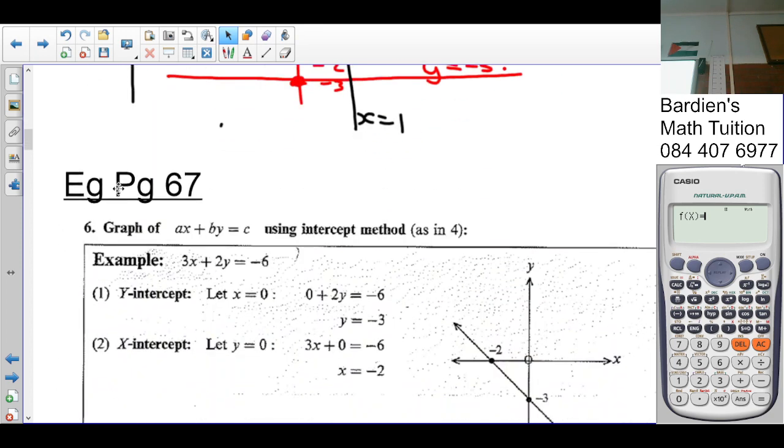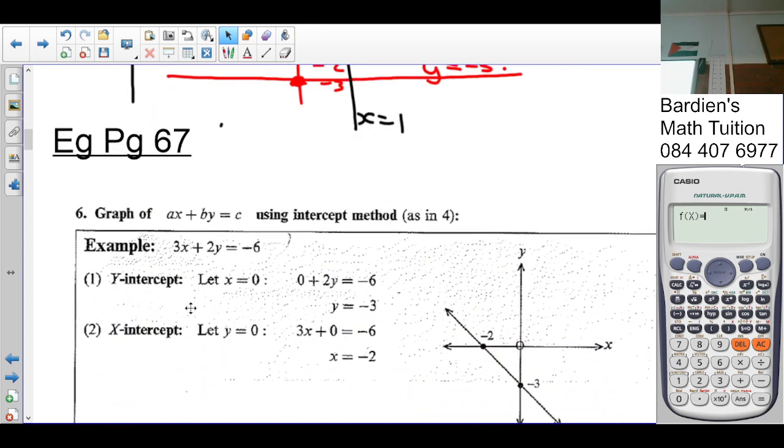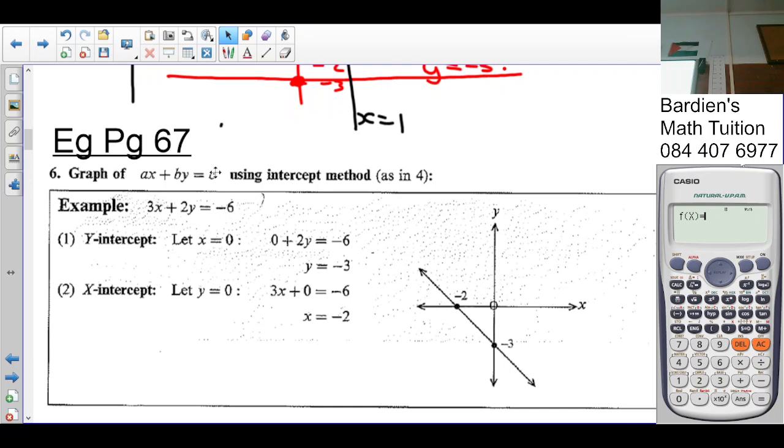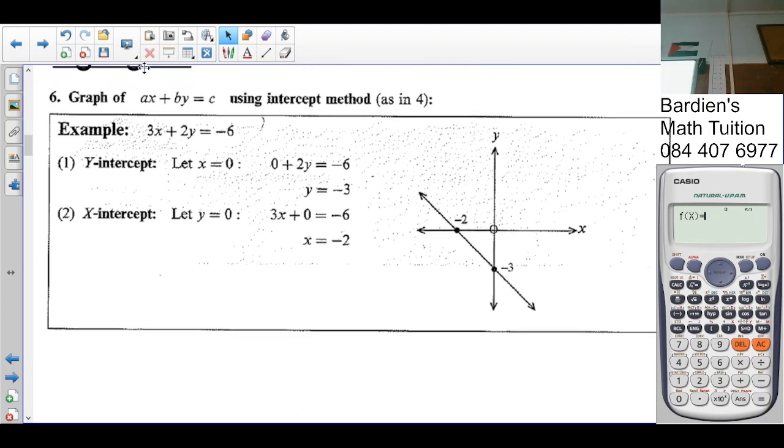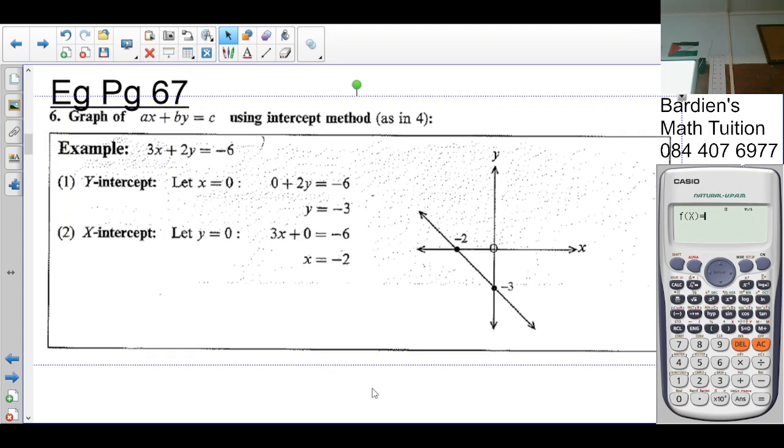So now we're going to look at graphs. I want you to make that sub heading there: graphs of ax plus by equals c using the intercept method. You don't have to say the numbers; you will get those from your textbook if you need to know them. Okay.